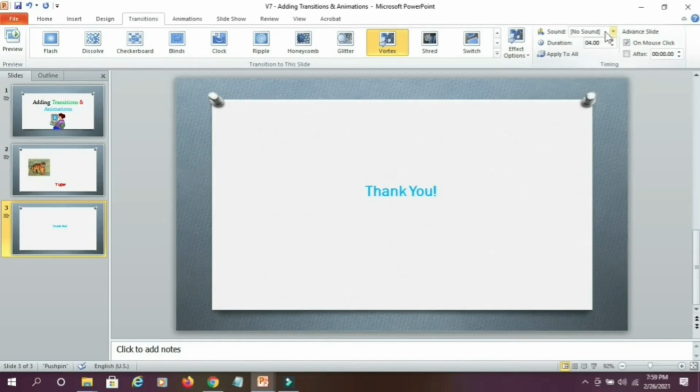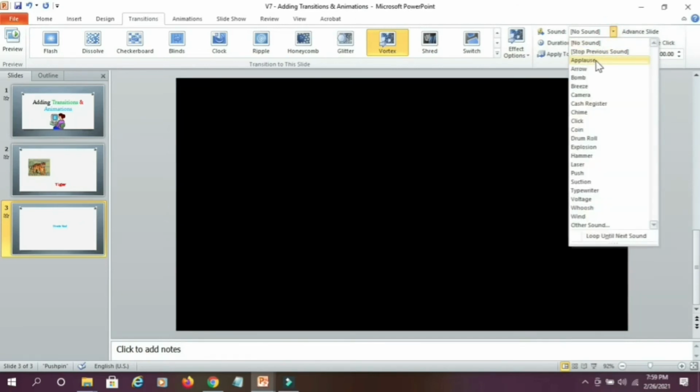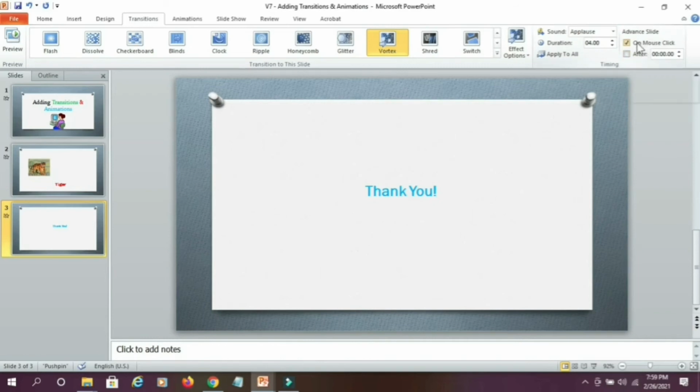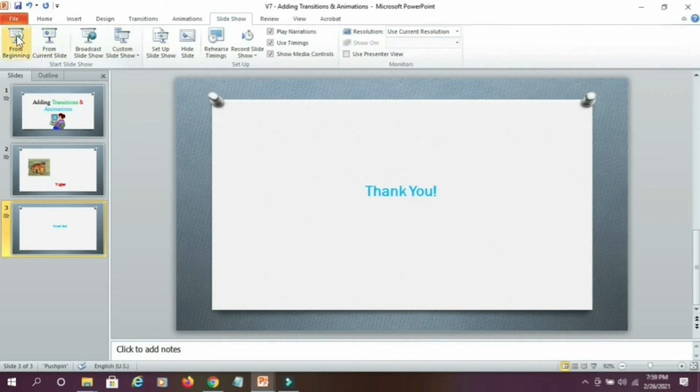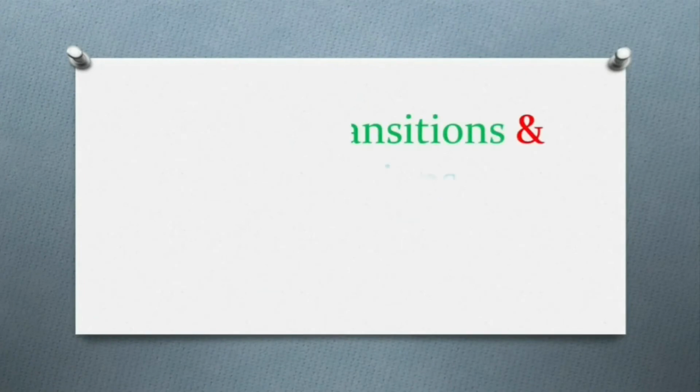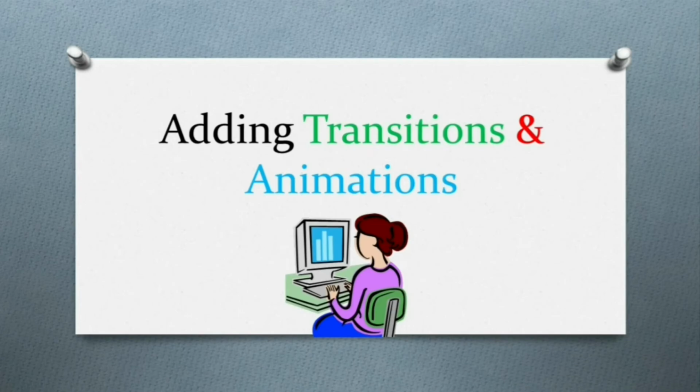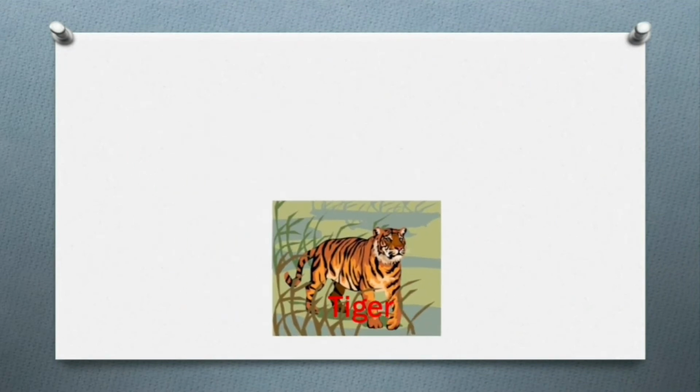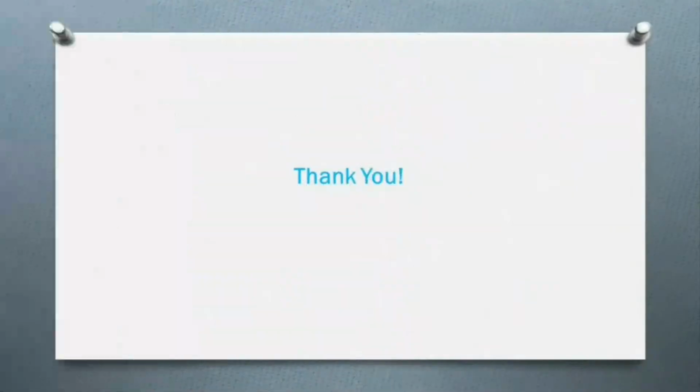Then I can apply any sound effect to what I am adding. Then I can specify whether my slide should advance on mouse click, or it should move automatically. So it is on mouse click selected. So now we'll go to slideshow and see the slides from the beginning. This is on mouse click, so every time I have to click the mouse for advancing. Then the last slide. See, this is the effect.